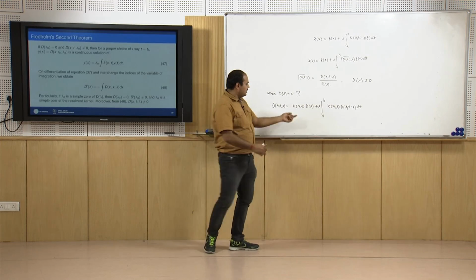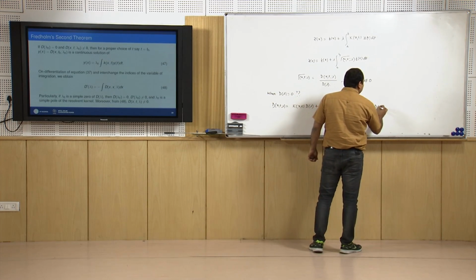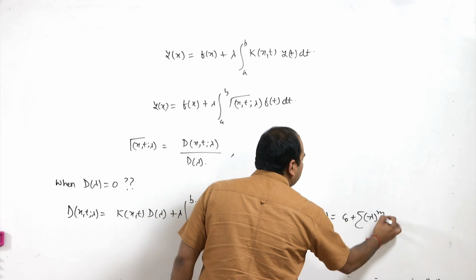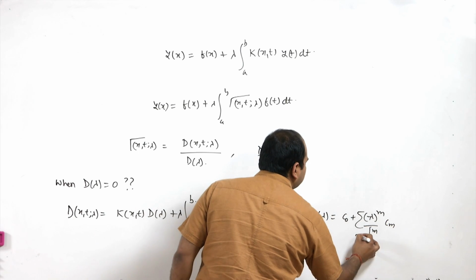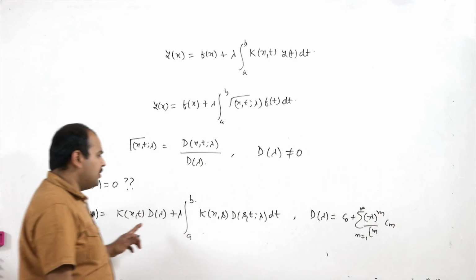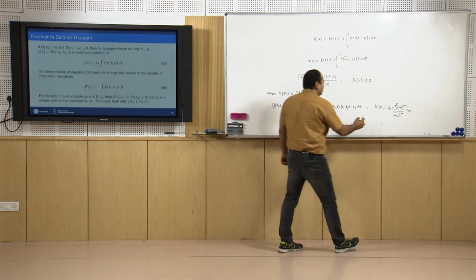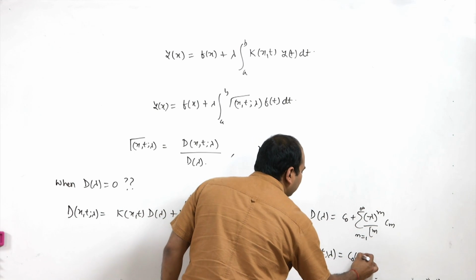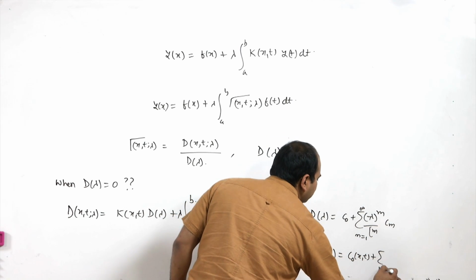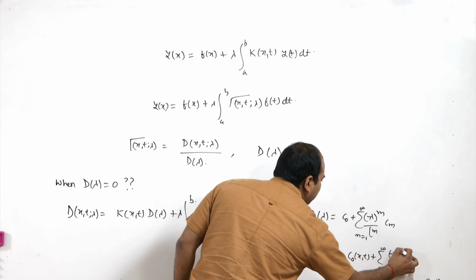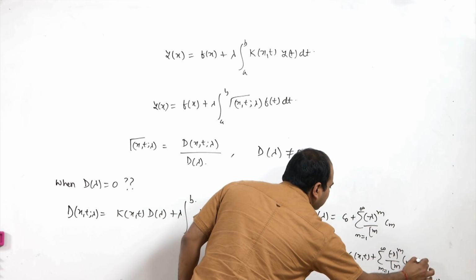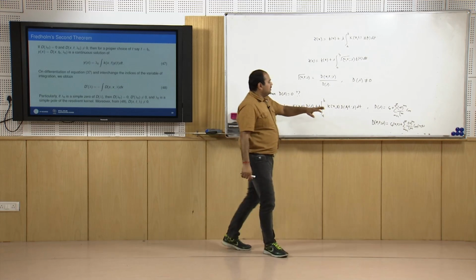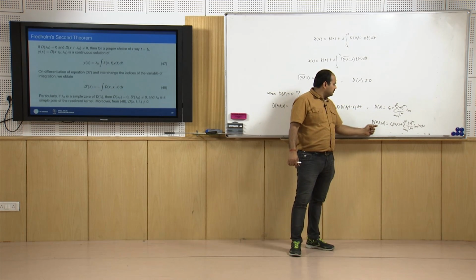We have seen that if D of lambda is given by c naught plus the summation of minus lambda to the power m upon factorial m times c m, where m is from 1 to infinity, then with the help of this integral equation we try to find D of x, t, lambda. We have already discussed that you can calculate D of x, t, lambda as c naught of x, t plus the summation from m equal to 1 to infinity of minus lambda to the power m upon factorial m times c m of x, t.